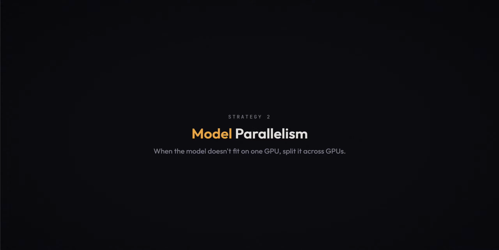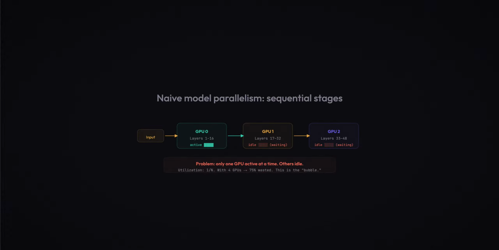Strategy 2: Model parallelism. When the model doesn't fit on a single GPU, split the model itself across devices. Naive model parallelism is simple. Assign different layers to different GPUs. GPU 0 holds layers 1 through 16. GPU 1 holds layers 17 through 32. GPU 2 holds layers 33 through 48. Data flows sequentially. Input goes to GPU 0, which computes its layers and passes the activations to GPU 1, which computes its layers and passes to GPU 2.